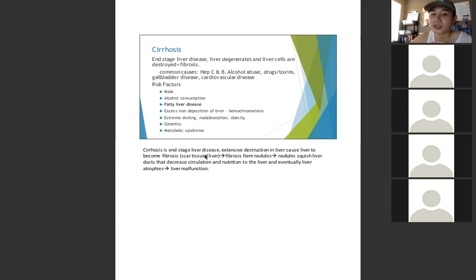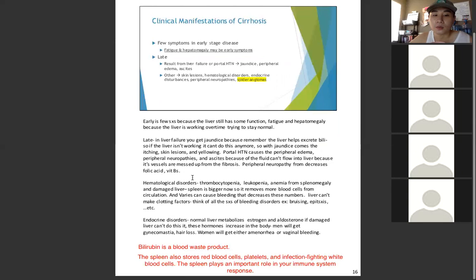Cirrhosis is end-stage liver disease. Extensive destruction in the liver causes the liver to become fibrotic, scar tissue. Fibrosis forms nodules. Nodules squish liver ducts that decrease circulation and nutrients to the liver and eventually cause liver atrophy, liver malfunction, okay? All right, so clinical manifestation, let's focus on this part first.